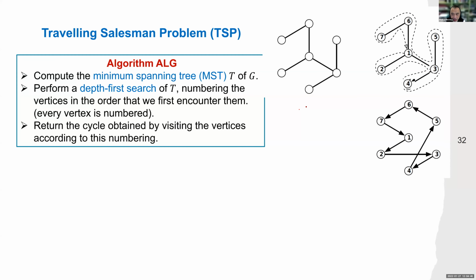Okay, and then how about this solution? Well, actually this solution can be further simplified. For example, you say, okay, I have from 1 to 6 and then to 7 and back to 6 and back to 1.